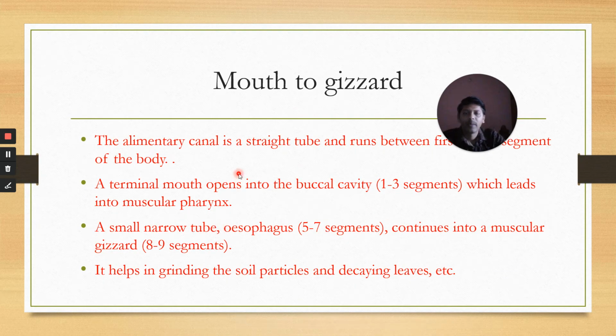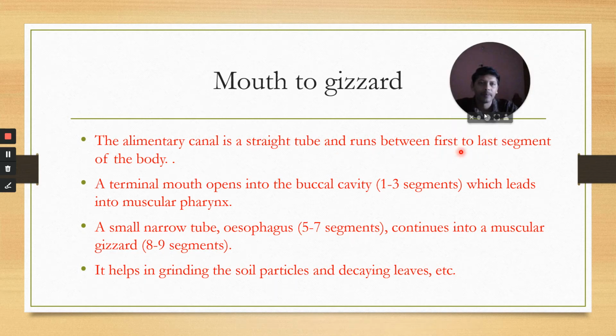Okay, now let us talk about the various parts of the alimentary canal of earthworm. The alimentary canal is straight. You learned the alimentary canal of frog, of cockroach, and of human beings. They are all coiled, but here the alimentary canal is straight. Very important point. Next, it extends from the first segment of the body to the last segment of the body.